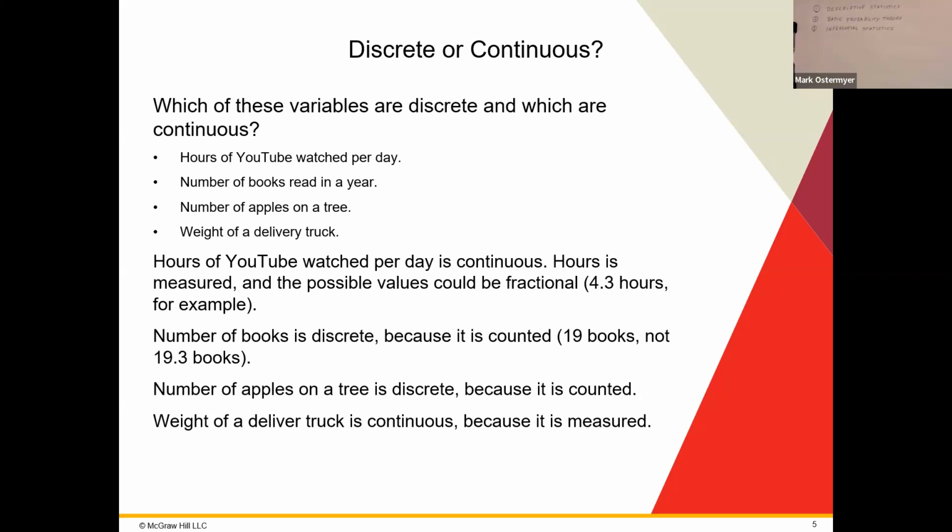How about the number of apples on a tree? Discrete or continuous? Discrete. That's definitely discrete. There's no such thing as having a fractional apple on the tree. Because if there is, we don't eat it. It's probably defective. We throw it out.